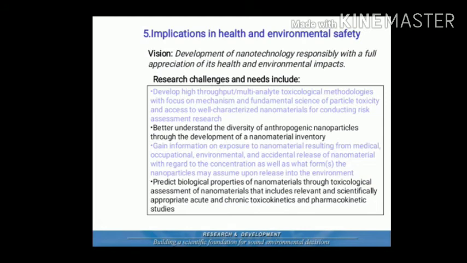Second, better understand the diversity of anthropogenic nanoparticles through the development of a nanomaterial inventory. Third, gain information on exposure to nanomaterials resulting from medical, occupational, environmental, and accidental release of nanomaterial with regard to the concentration as well as what form or forms the nanoparticles may assume upon release into the environment.